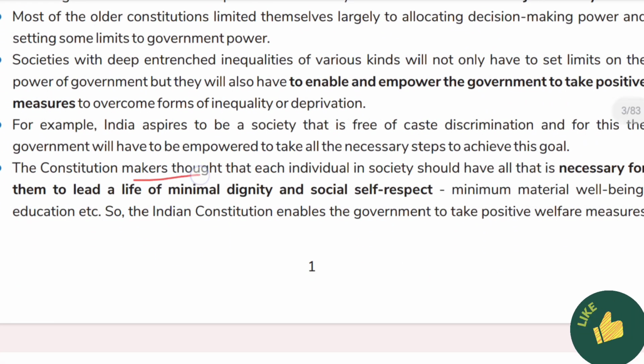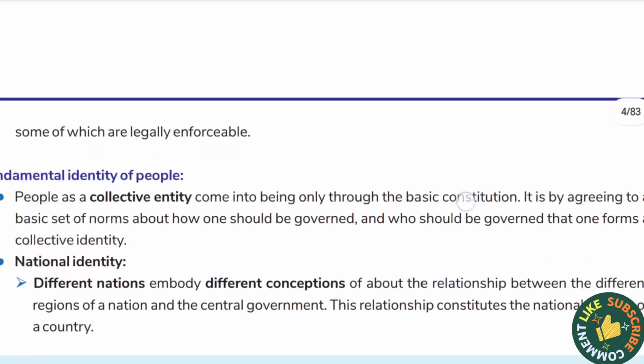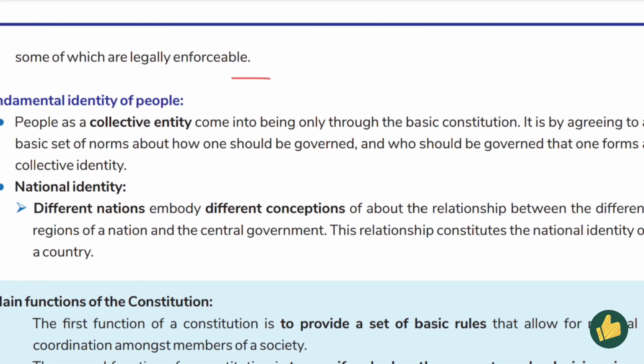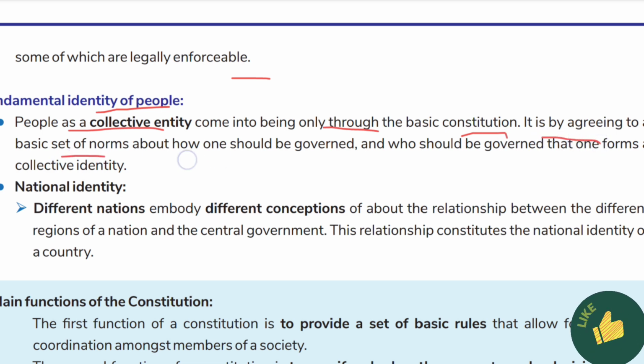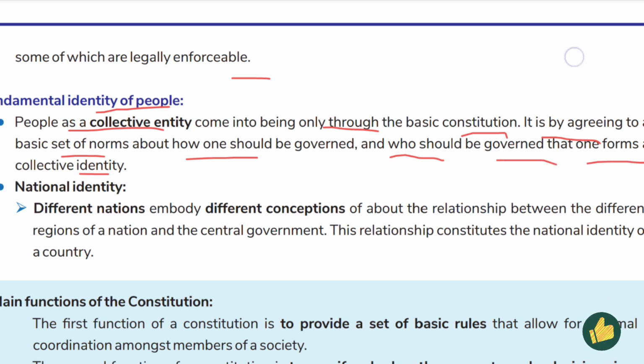The constitution makers thought that each individual in society should have all that is necessary for them to lead a life of minimal dignity and social self-respect, minimum material well-being, and education. So, the Indian Constitution enables the government to take positive welfare measures, some of which are legally enforceable. So, what is the fundamental identity of people? The people as a collective entity come into being only through the basic constitution. It is by agreeing to a basic set of norms about how one should be governed and who should be governed that one forms a collective identity.